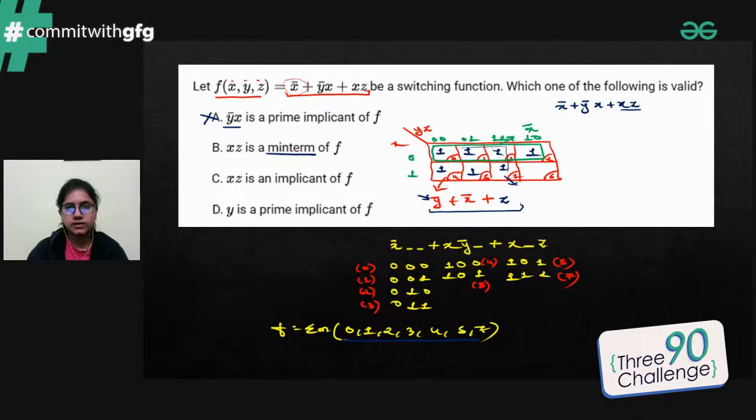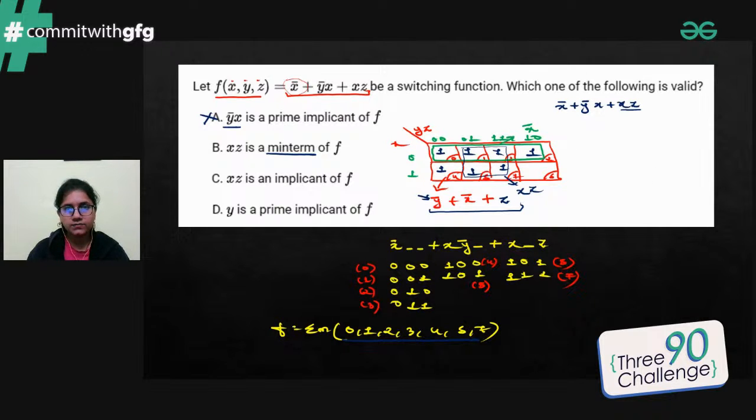If we do the grouping like this, here we will get x, and from this we will get z. So can you see that this is a min term of f? No, it is not a min term, but it is an implicant of f.